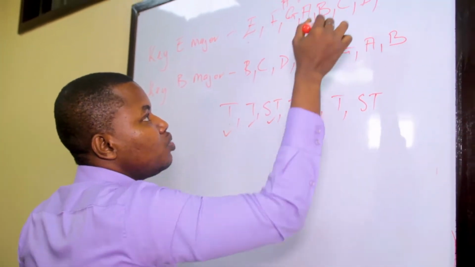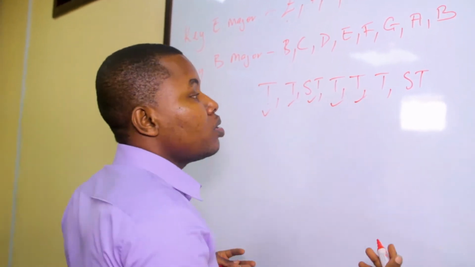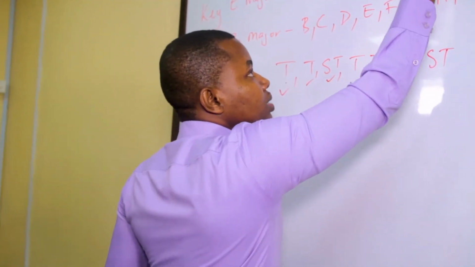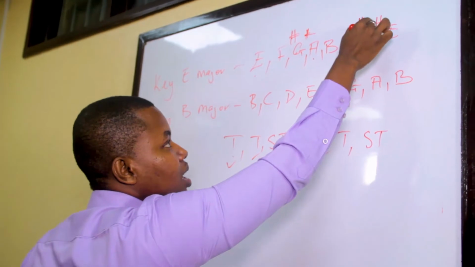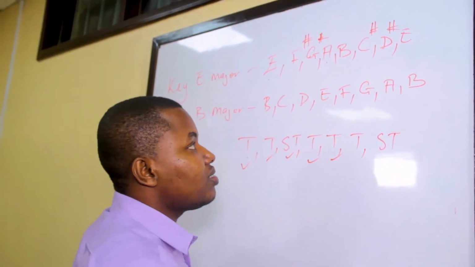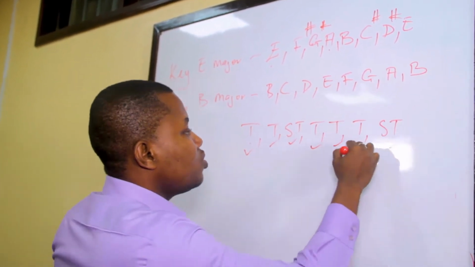Right? C sharp to D is half of the tone, which is a semitone. What do we do? We sharpen the D to get our tone. Now D sharp to E is a semitone, right? So we check. We don't do anything to it.